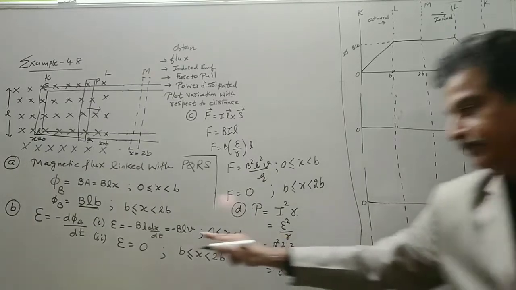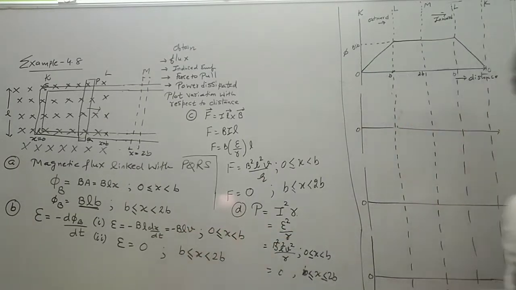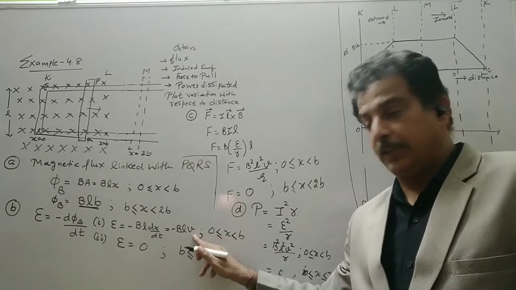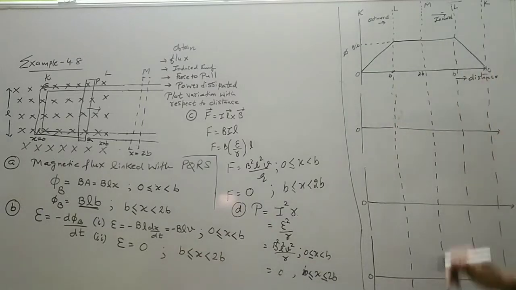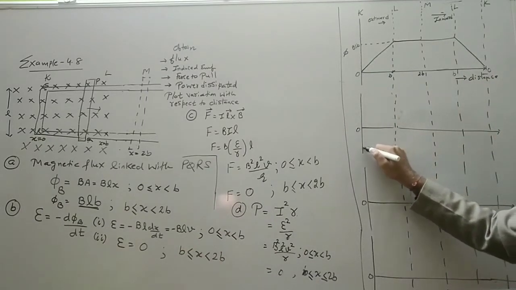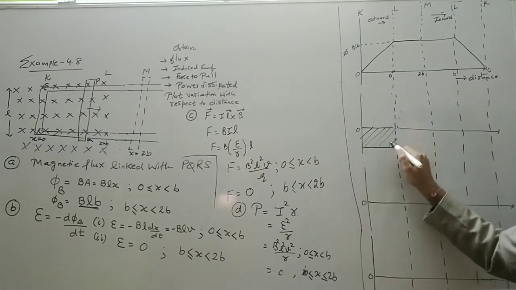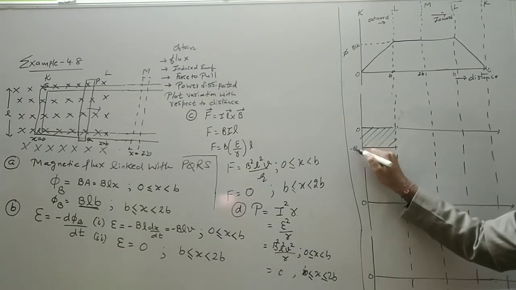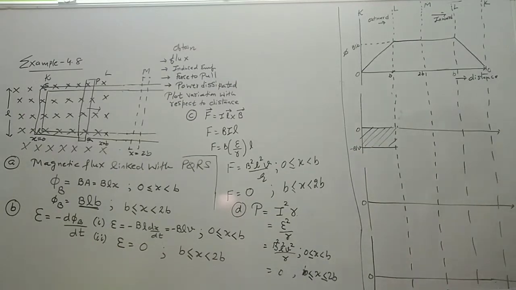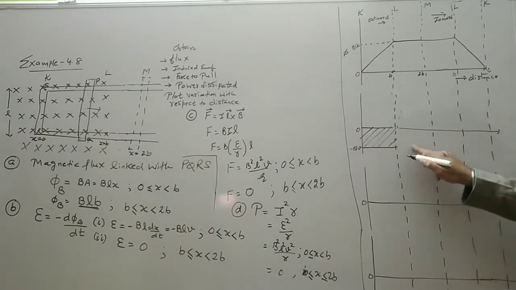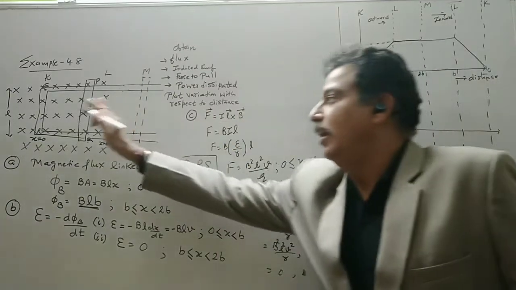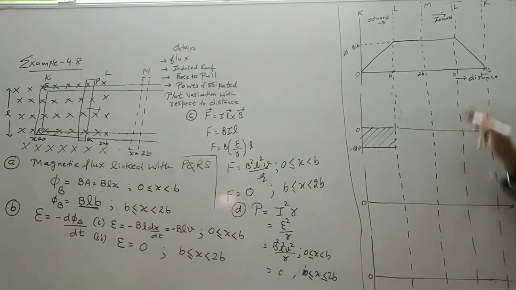Now see the EMF. EMF has a negative sign and it is constant because velocity is constant. B is constant, L is constant. So for a constant and negative value, the graph is this much. This portion is minus BLV. Then from B to 2B, it is 0, so we don't draw any graph. Then M to L, again no magnetic field, so EMF is 0 for this one.